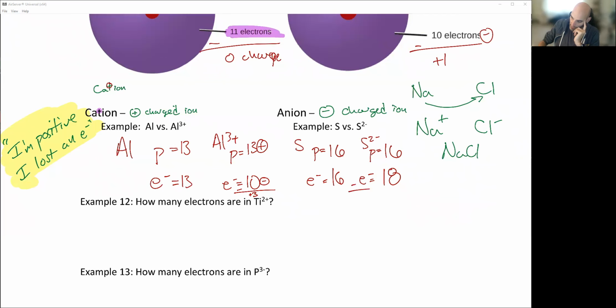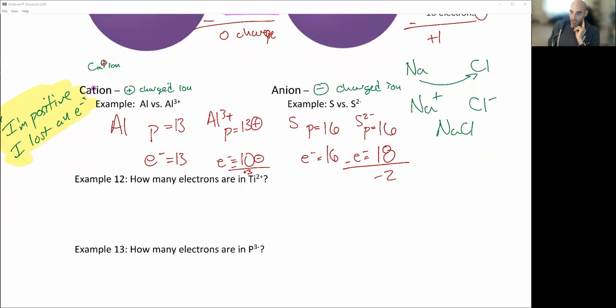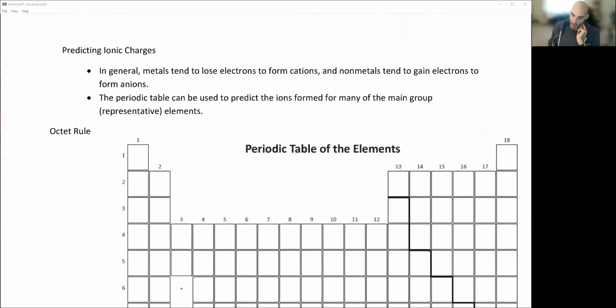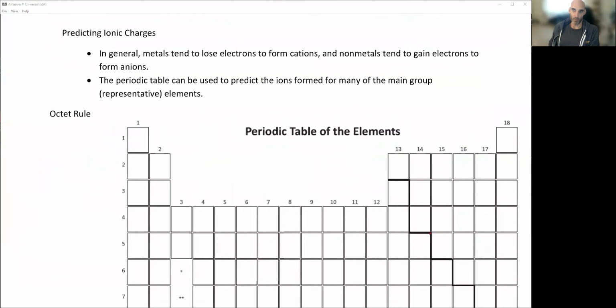Again, if I subtract those two, I end up with a -2 answer, or -2 charge, or 2- as we write. All right, same question. How many electrons are in titanium 2+? How many electrons are in phosphorus 3-? So predicting ionic charges is an important part, and we're going to walk through this in class.